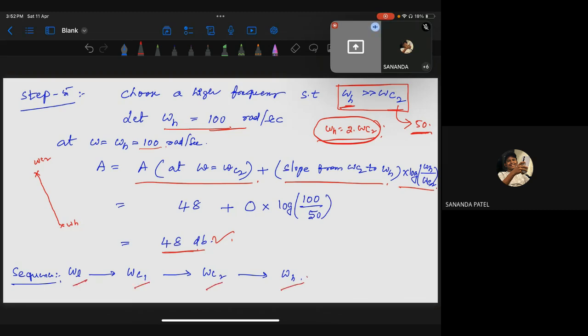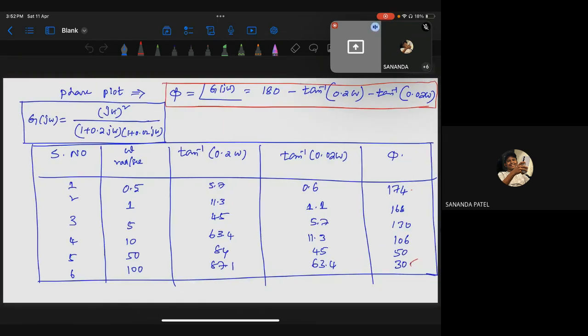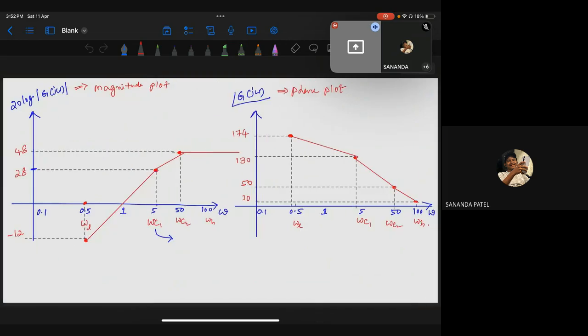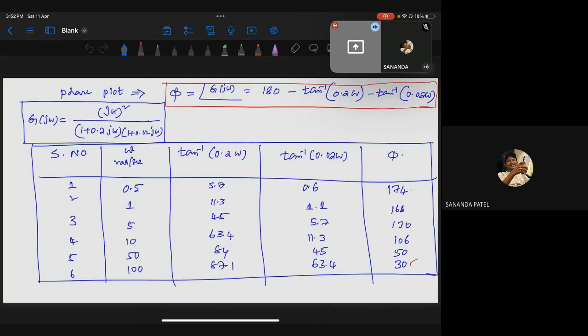Is this step clear? Okay, this should be clear. Now we will draw this plot. Of course, we can also see.